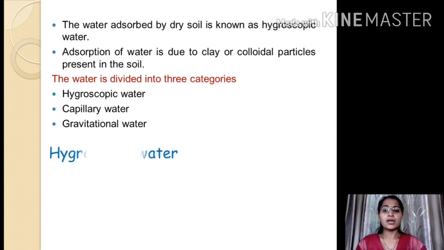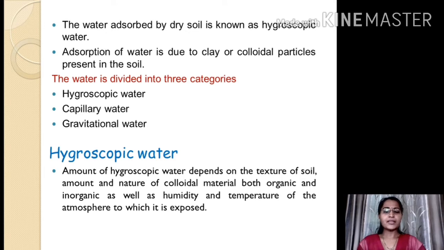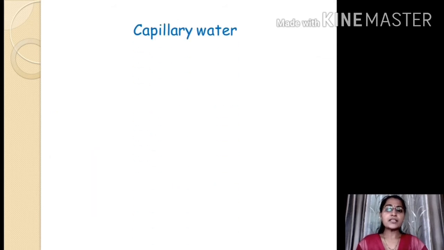Now see the first one, hygroscopic water. We know what hygroscopic water is? The water adsorbed by dry soil is known as hygroscopic water. And the amount of hygroscopic water depends on texture of soil, amount and nature of colloidal material, both types, that is organic and inorganic, as well as humidity and temperature of the atmosphere to which it is exposed. Now we see the second type of water, that is capillary water.